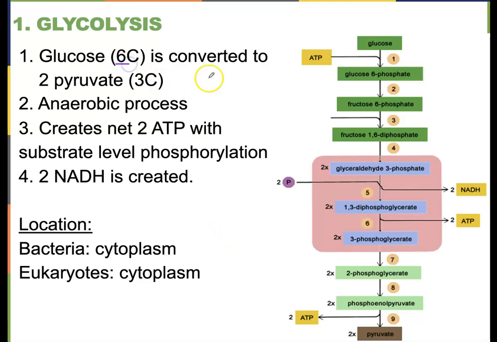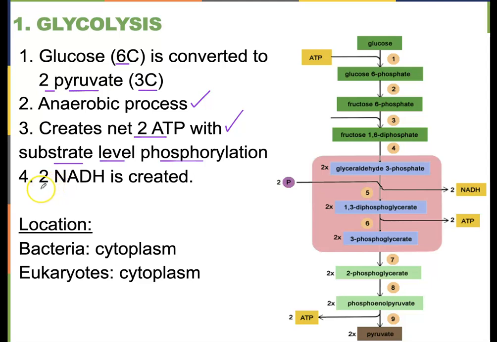Glucose, which is a 6-carbon molecule, is converted to 2 molecules of pyruvate. Pyruvate are 3 carbon molecules. This is the process. You can see there's lots of steps to glycolysis. You don't need to memorize any of them, but we do need to know that the whole process here is anaerobic, so we can do this without oxygen. It does make some ATP, a little bit of ATP with that enzyme, with substrate level phosphorylation.